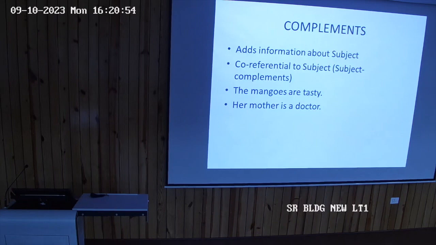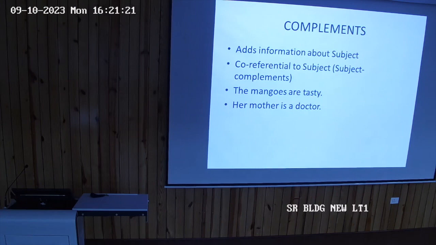Now see how complements work. They add extra information in a sentence in terms of subject. So object का function है to add extra information about the verb. Complement का function है to add extra information about the subject. Sometimes it also adds extra information regarding objects, but that we will discuss later on. The primary function of complement is to add extra information in a sentence regarding subject. It is co-referential to subject.